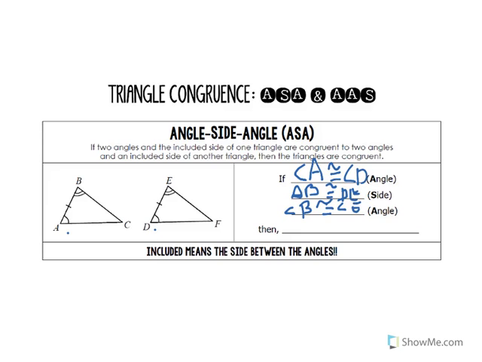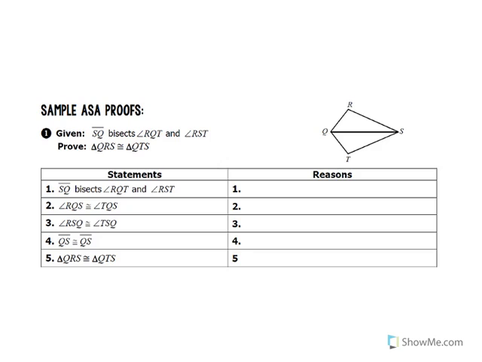E. So by having an angle, a side, and an angle, we're able to say that triangle ABC is congruent to triangle DEF using angle side angle. Now we're going to look at a couple proofs where we're going to use angle side angle.